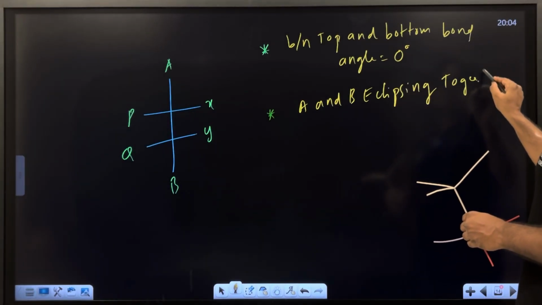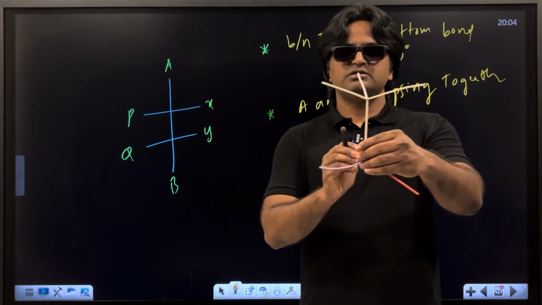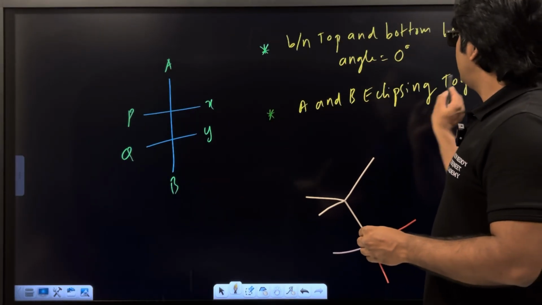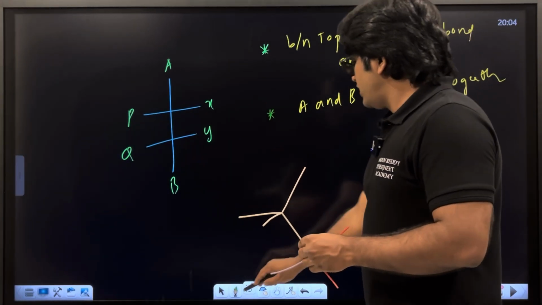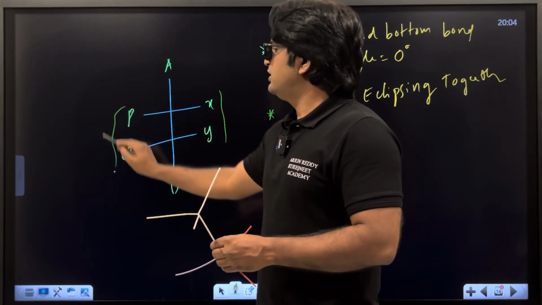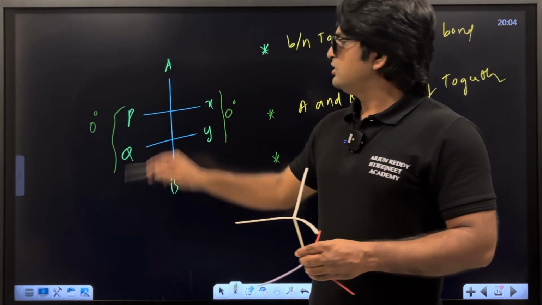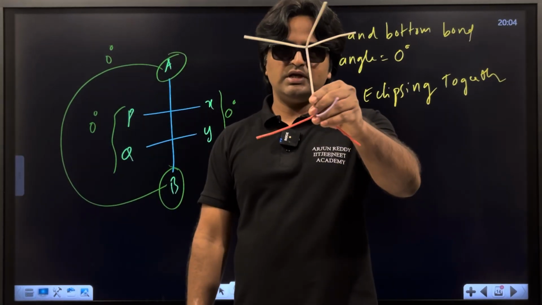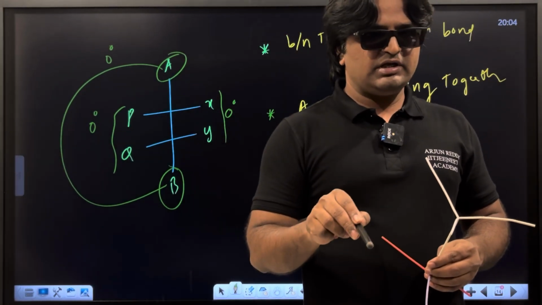What is the meaning of eclipsing? Eclipsing is nothing but one is exactly at the back of the other, and bond angle is 0 degrees. Now here between these two, what is the bond angle? 0 degrees. So A and B are eclipsing together. Next one, what is the bond angle between X and Y? 0 degrees. Next one, between P and Q also 0 degrees. Between A and B also 0 degrees according to the real molecule. So XY are eclipsing together, PQ are eclipsing together.